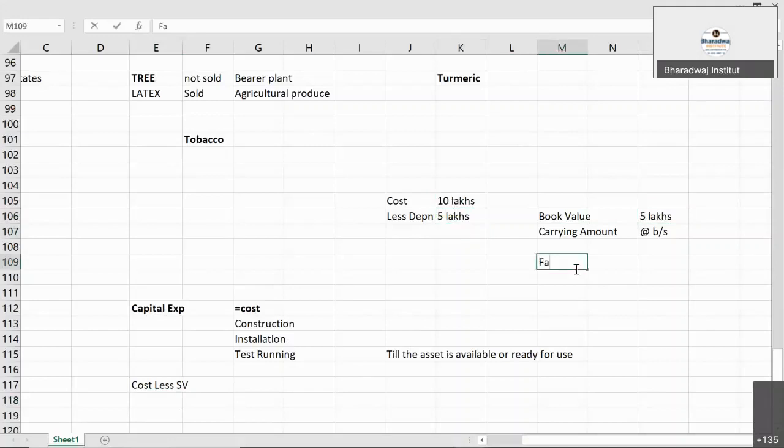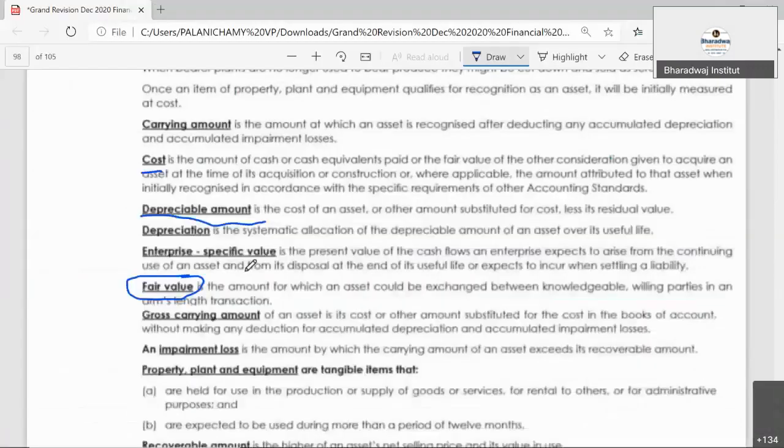Fair value is normally given as a notes to accounts. If I sell the asset today, how much will I get? What is a fair value? Depends upon who you are. If you are planning to sell your business, fair value means selling price. If you are going to use the asset in business, present value of cash flow. You have done in capital budgeting. Those who are doing group 2 will be learning present value of cash flow. That can be taken as a fair value. So it can be a fair market value. Clear? So fair value of the asset.